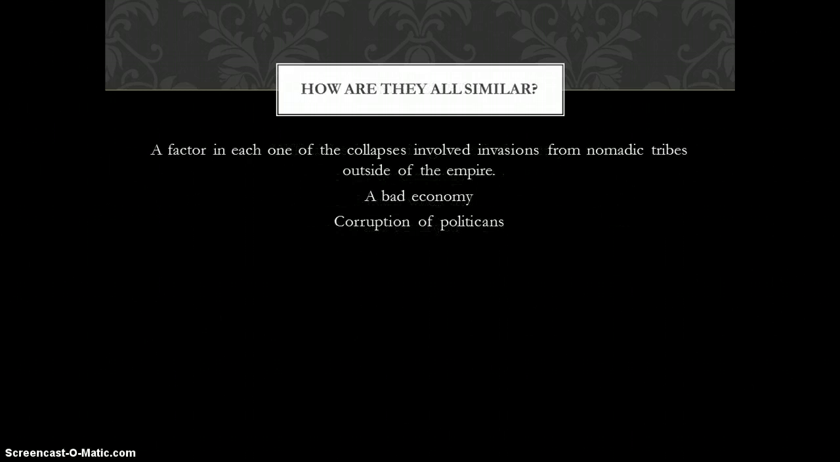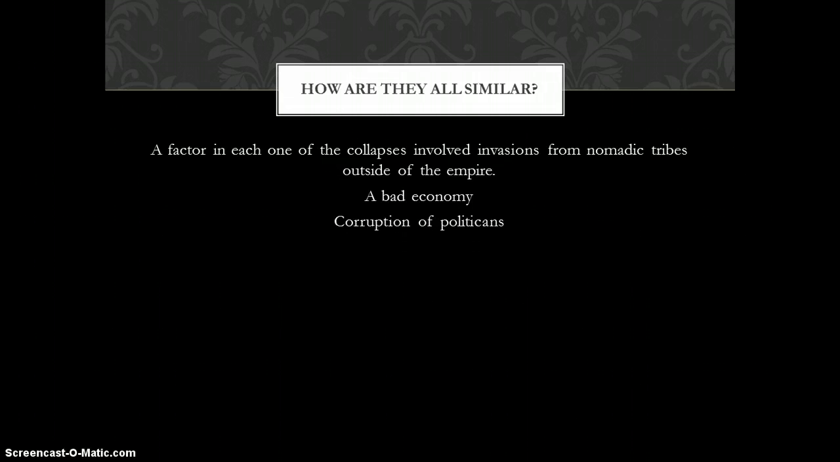So how are they all similar? A factor in each one of these collapses involved invasion from nomadic tribes outside the empire. In Rome, it was the Germanic people, and in the Gupta dynasty, it was the nomadic people from just outside of India, and they all were a major factor in destroying the empire.